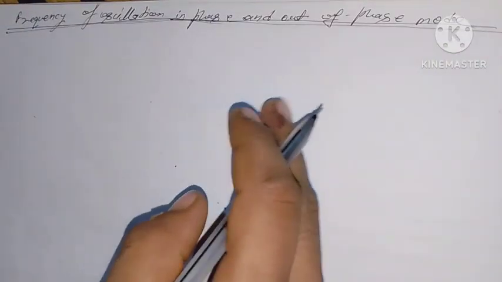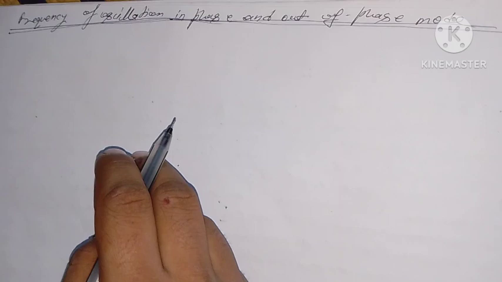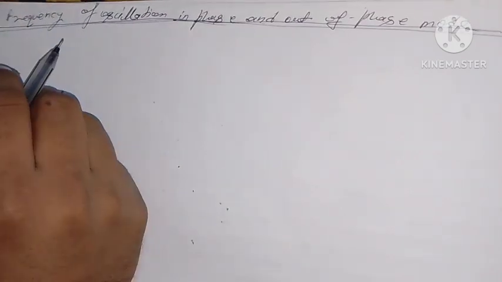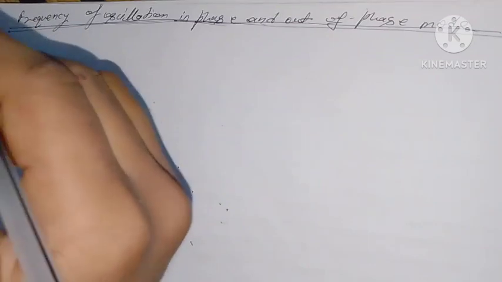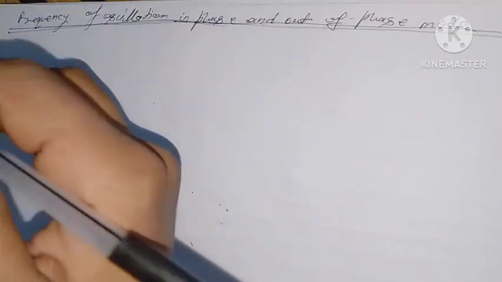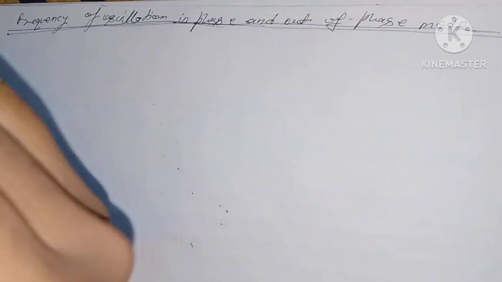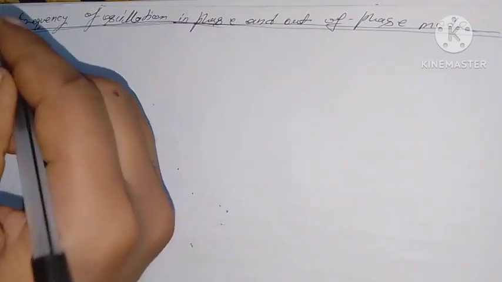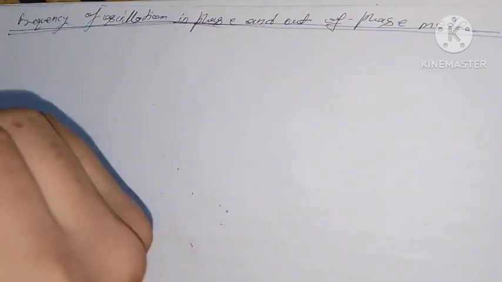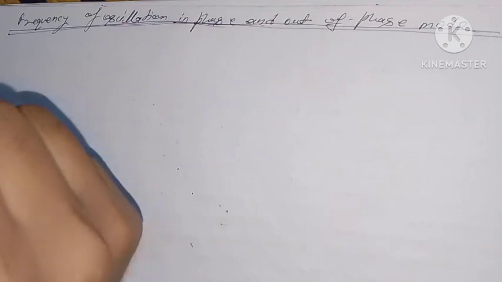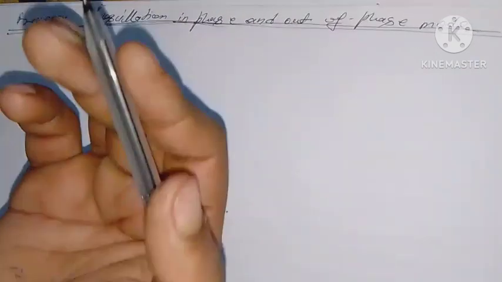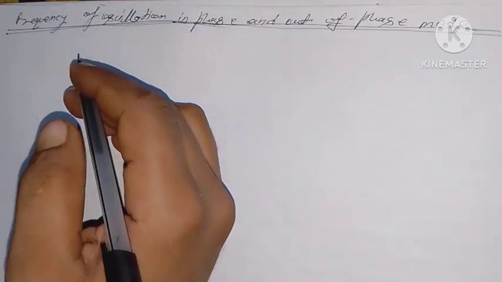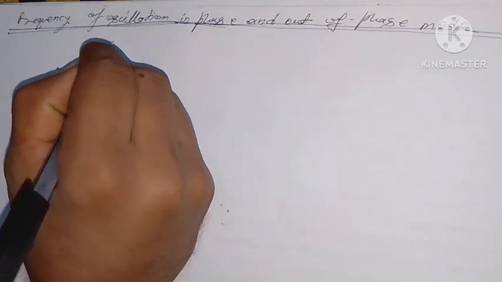Frequency of oscillation in phase and out of phase mode. The differential equations of motion of a coupled system of two identical mechanical oscillators, say two simple pendulums, in terms of normal coordinates X and Y, are given by equations 7 and 8 of the previous article.